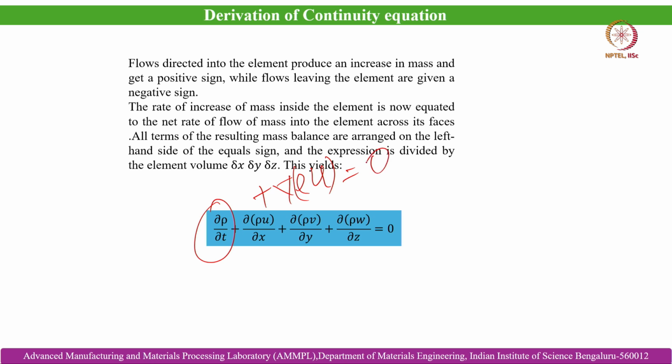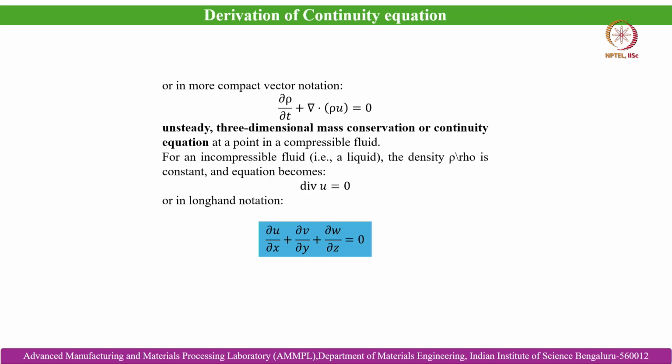In case of incompressible fluid, and also steady incompressible fluid, this term gets cancelled out and becomes 0, and because density is constant, it reduces to grad u is equal to 0. That is what is written over here. This is in the vector notation, and when we drop the vector notation, we can write it as divergence u is equal to 0, which is nothing but del u del x plus del v del y plus del w del z is equal to 0 in the longhand notation. This is what the continuity equation is.